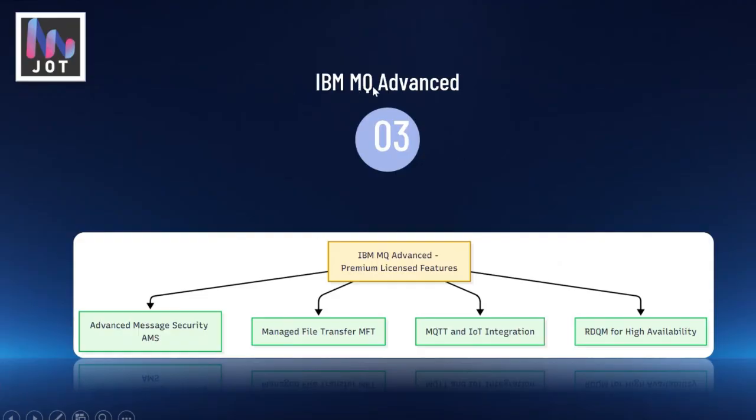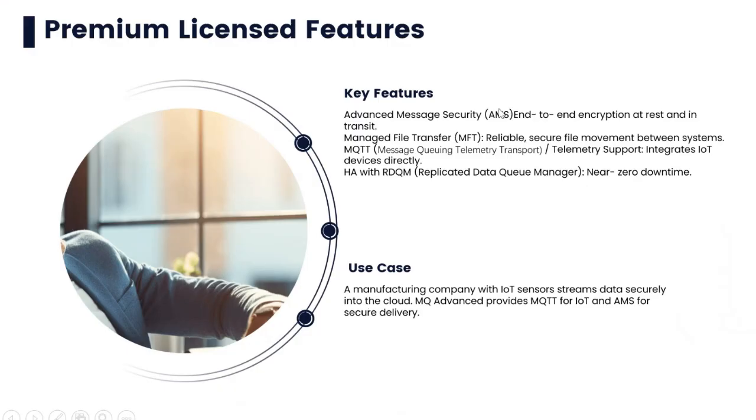And there is IBM MQ Advanced. So it is a package. It is an edition with premium license features like advanced messaging security, AMS, managed file transfer, MFT, MQTT, telemetry, and IoT integration, right? RDQM for high availability. So let us see what are these terms.